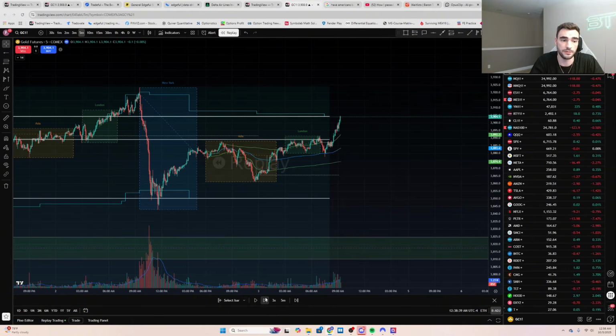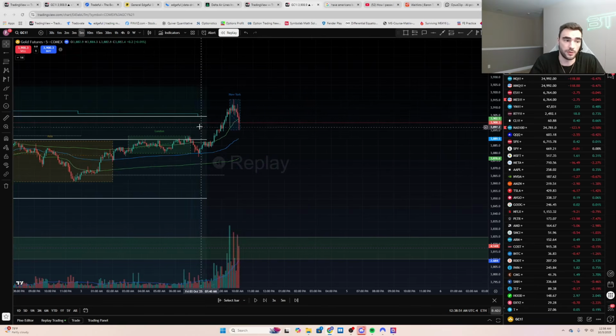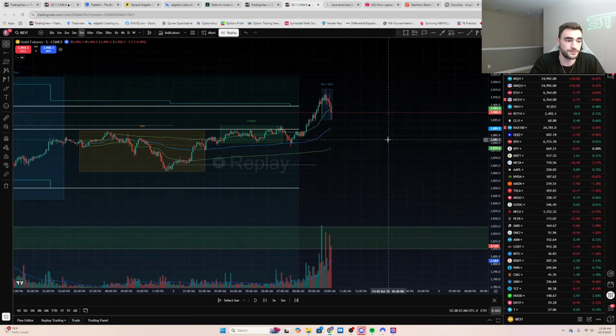And this isn't necessarily me taking a trade off this. If I'm using my statistics, there's not really a trade to be had yet. Okay, so we push above that value area high. Do we get acceptance above it? Not really. We push above and then we come back down.